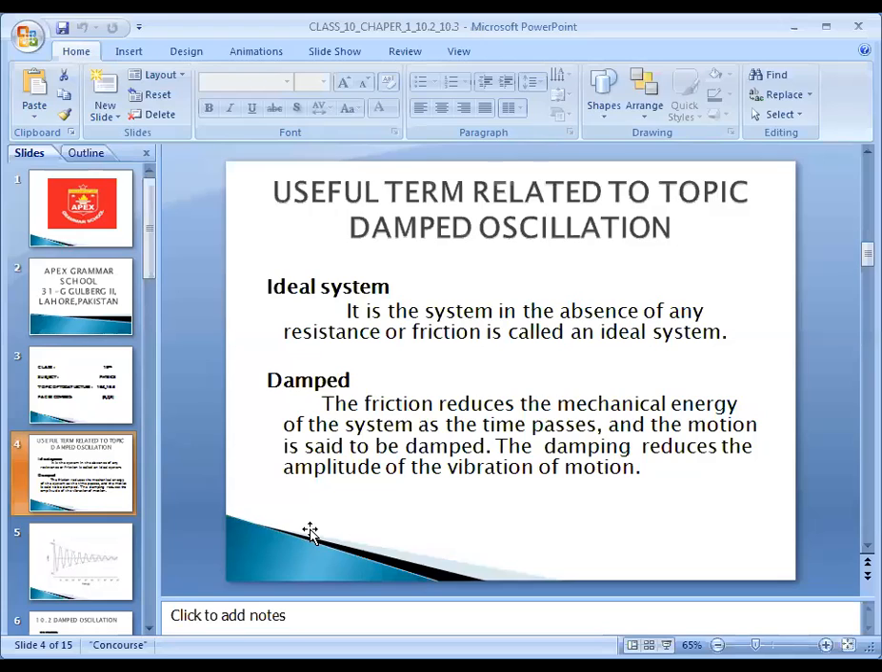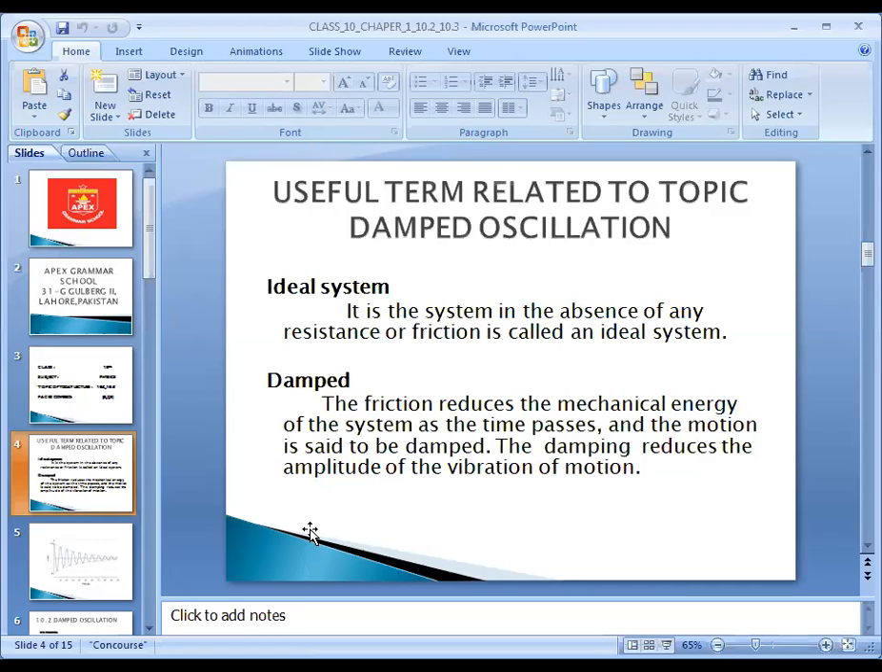But in practical life, it is impossible to remove all types of friction. There is friction in real, daily practical life examples. But I am talking about an ideal system. In an ideal system, there is no resistance or friction present.